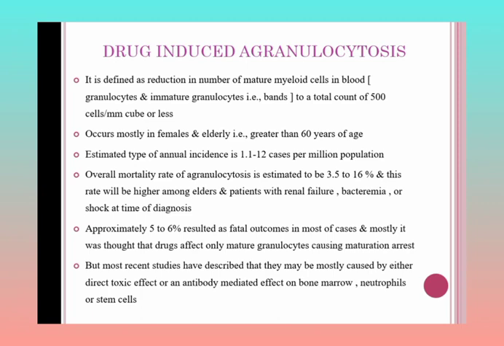Mostly it was thought that drugs affect only the mature granulocytes, causing maturation arrest. But in most of the recent studies, they have described that it may be caused by either a direct toxic effect or an antibody-mediated effect on the bone marrow, neutrophils, or stem cells. So this is the information regarding drug-induced agranulocytosis.